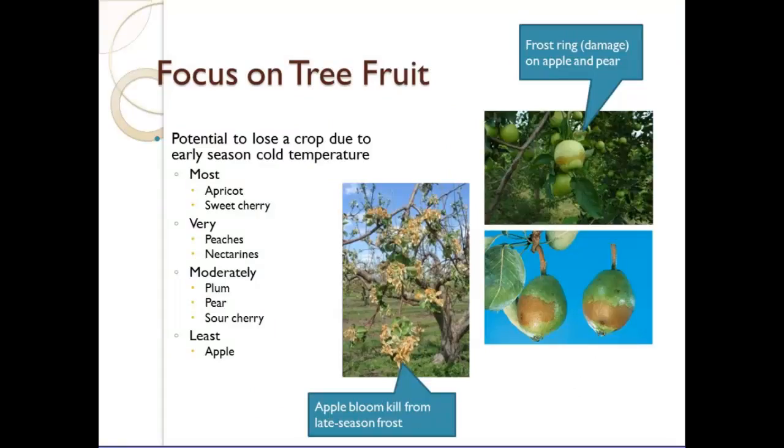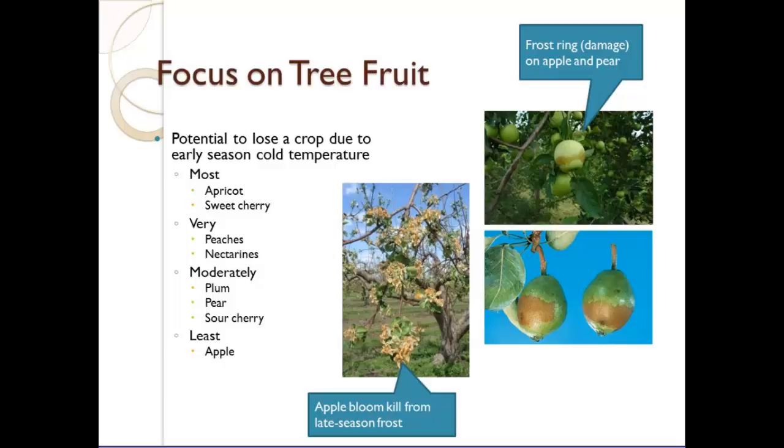When we're talking about a potential to lose a crop due to early season cold temperatures, for example, why do we not grow apricots all over Illinois? It's not because the tree is not hardy, it's because the crop is not reliable. Apricots bloom so early that there is a really high probability of bloom damage, which results in crop loss. So when I say apricots and sweet cherries, if they are not grown in a high tunnel situation, there is a very good likelihood that they're not a reliable cropper for you.